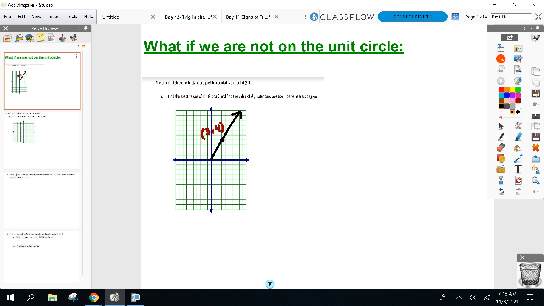If you want to know real quickly how I know, and how you're going to know in the future, that (3, 4) is not on the unit circle: does 3 squared plus 4 squared equal 1 squared on the unit circle? Is that true? So that's not on the unit circle, and I just can't take the y value off. That stinks. So how am I going to figure out what sine and cosine are now if I'm not on the unit circle? We're going to make a right triangle out of it.